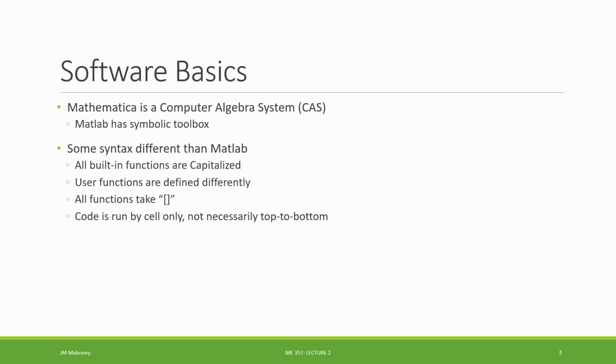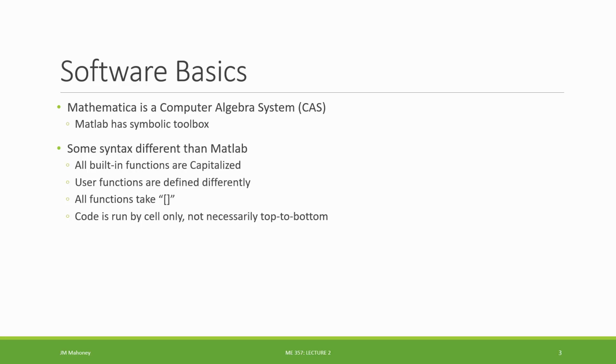Anything that Mathematica has built into its toolboxes is going to be capitalized, and there is a difference between a capital COS and lowercase cos. It won't know what lowercase cos is for cosine. The functions are also defined differently when you make them. We can't use the same method we use for making either inline functions in MATLAB or a separate M file. That will be different in Mathematica.